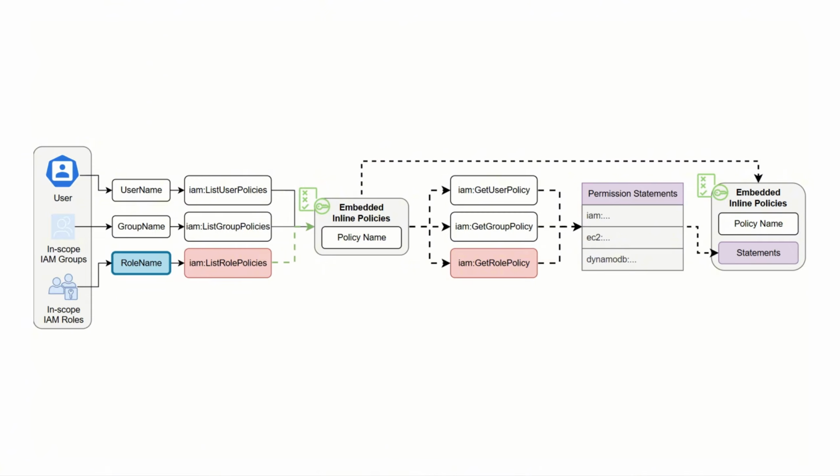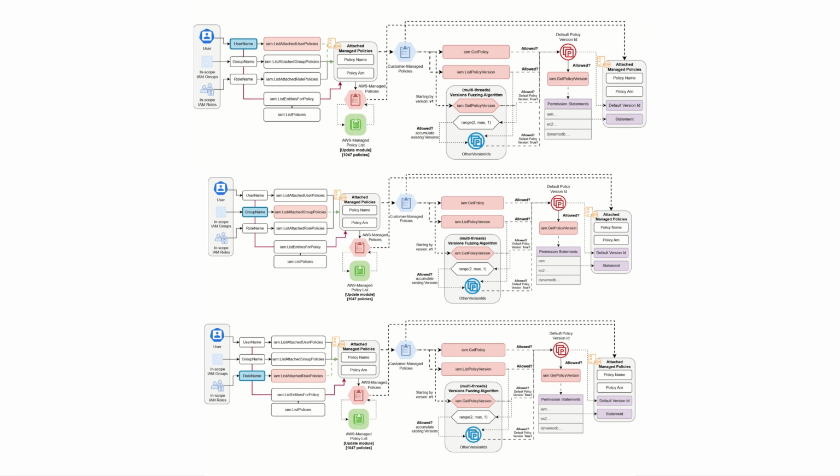By chaining those 9 calls across users, groups, and roles, SkyEye captures every handwritten statement. No managed policies yet, only the bespoke rules that often hide risky one-off privileges. Next, we pivot to managed policies, the reusable blocks most organizations rely on. The flow is similar but a bit richer because versions come into play.